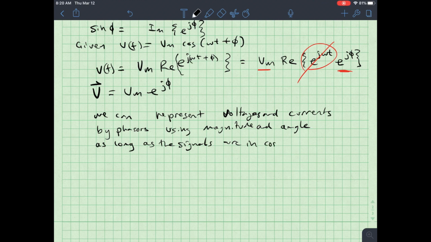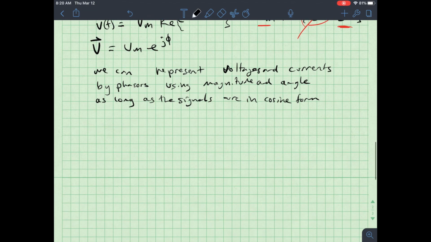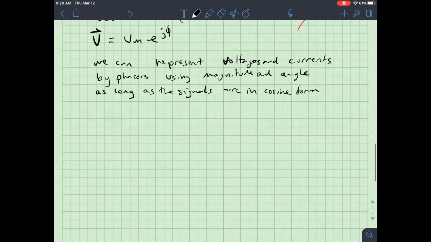So one thing that we like to do with phasors is represent them using a phasor diagram. Let's look at a little example of this. I'm going to define some V phasor, which is Vm angle phi, and I phasor is Im angle negative theta. And I can use a phasor diagram.